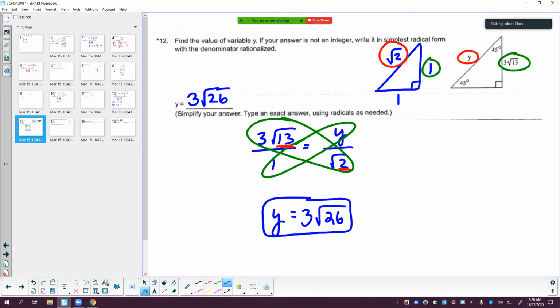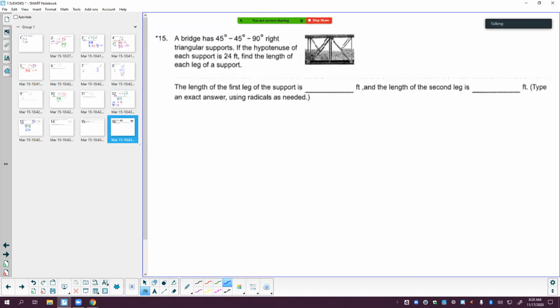Now, they will give you an application type problem where they use a bridge. It says the bridge has 45, 45, 90 right triangle supports. If the hypotenuse of each support is 24 feet, find the length of the leg. So basically what's happening here is here are the supports. I'm just going to draw it a little bigger. It looks like this, and the hypotenuse is 24 feet. You're trying to figure out the length of the legs.